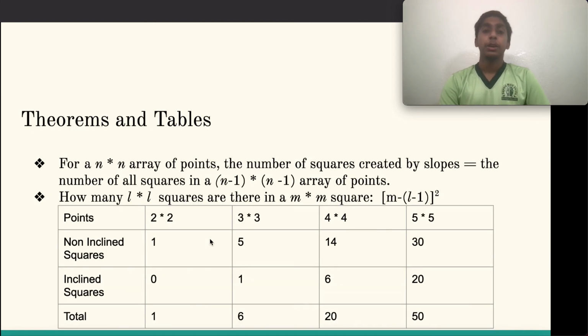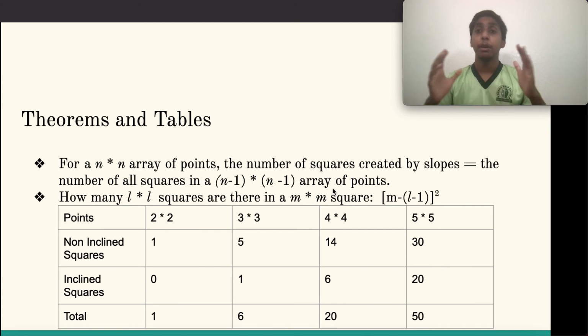Okay, so now we're going to have a few more theorems and tables, and we'll be done soon. For an n times n array of points, the number of squares created by slopes is equal to the number of all squares in an (n minus 1) times (n minus 1) array of points. So that's a theorem you want to know. It can be helpful sometimes.